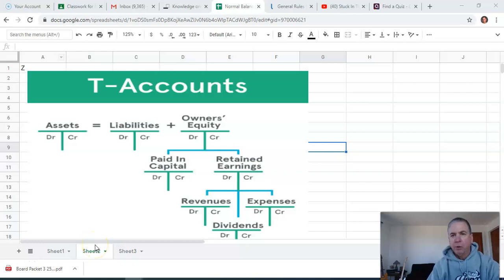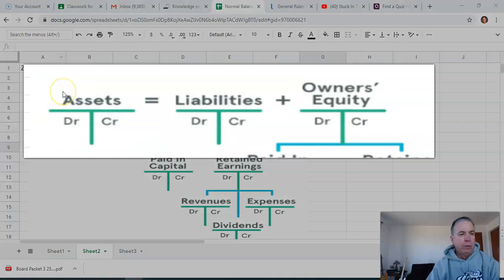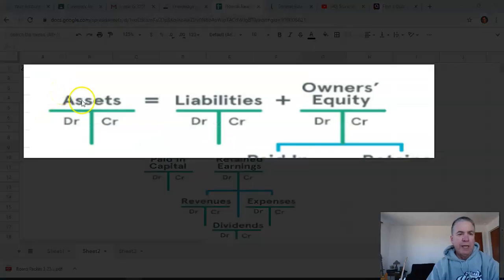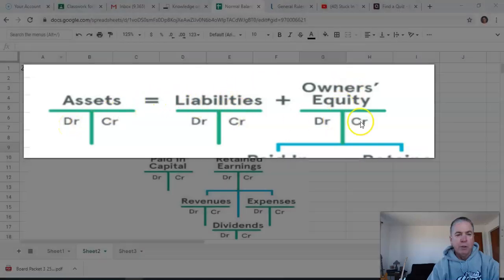Moving on with video 2, T accounts. In video 1, we reviewed assets equals liabilities plus owner's equity. We learned that debits are on the left in all cases. Credits are on the right. The only thing that changes is the rules of when it increases and decreases. For assets, debits increase on the left, and for liabilities and owner's equity, increases on the right.